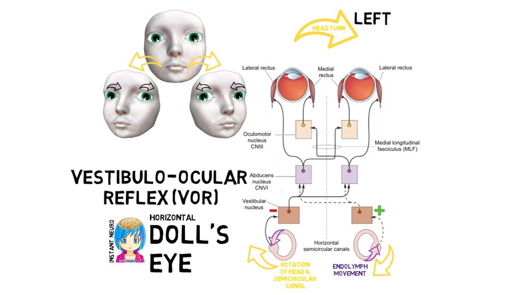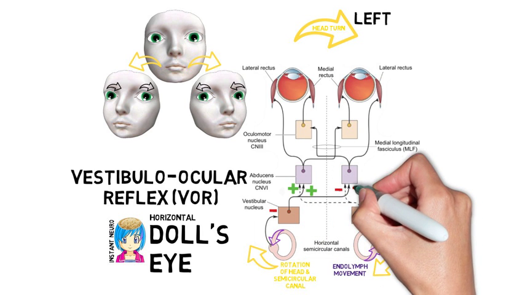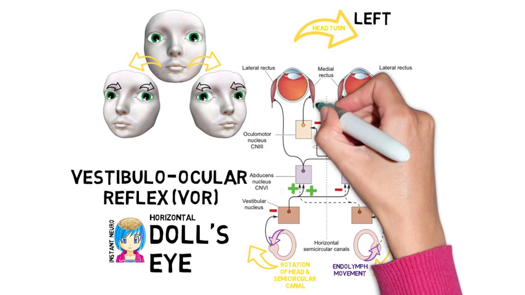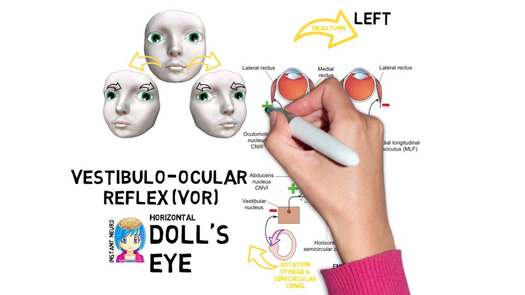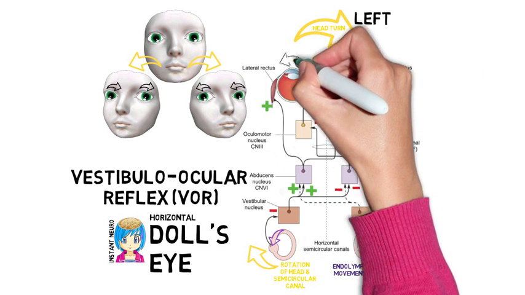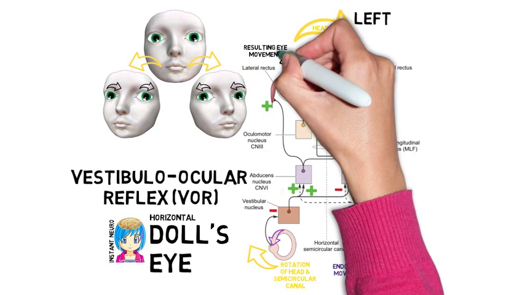Ultimately, via connections with the abducens and oculomotor nuclei, this results in contraction of the medial rectus on the left and the lateral rectus on the right, which turns the eyes to the right, that is, in the opposite direction of the head movement.